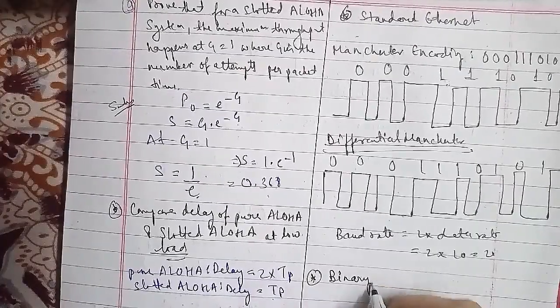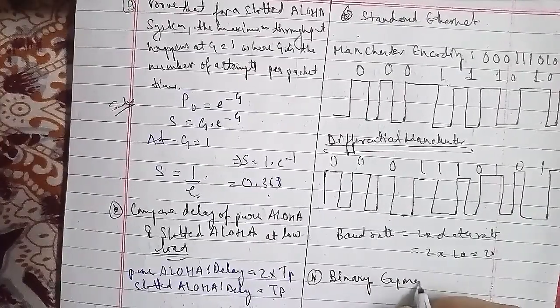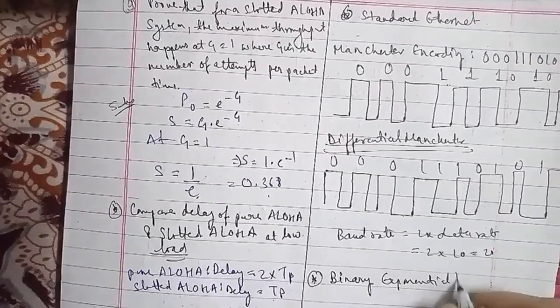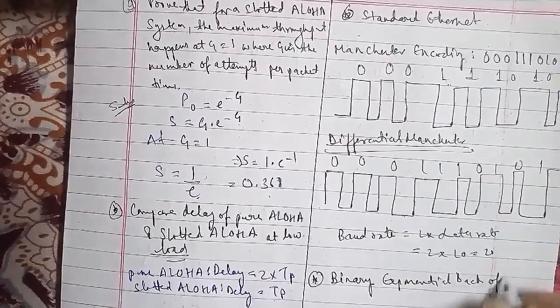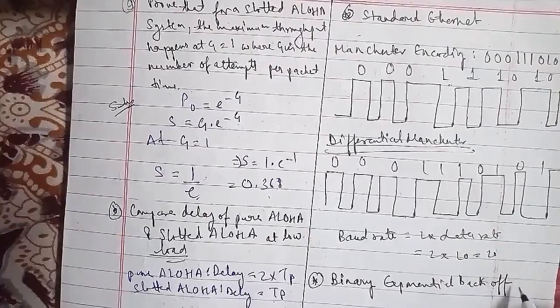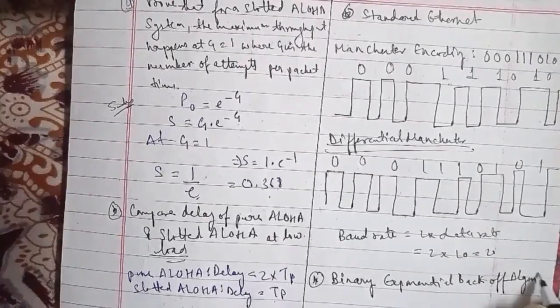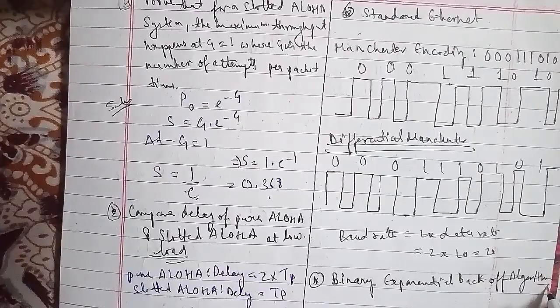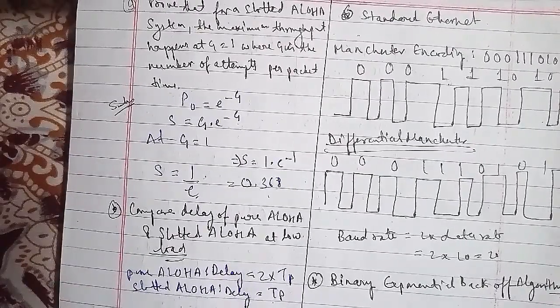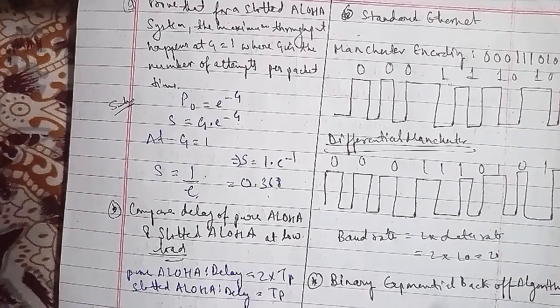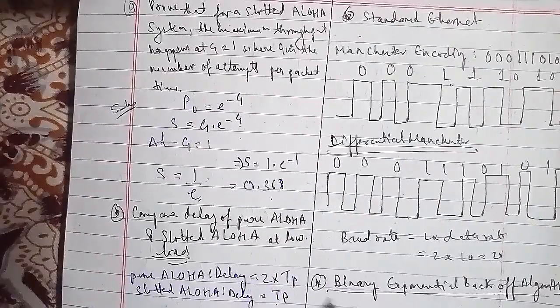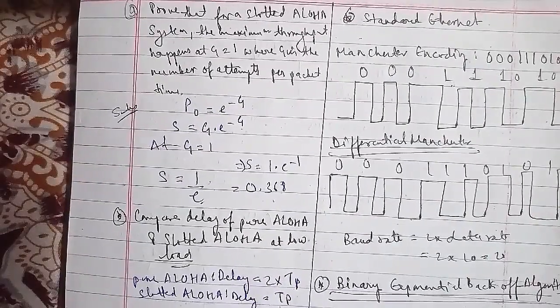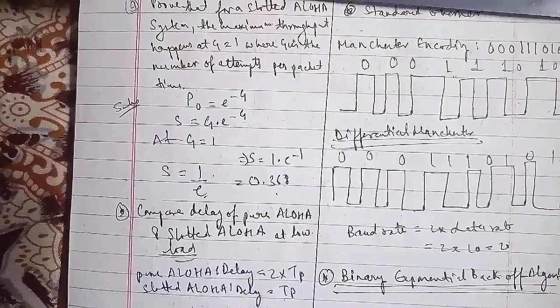After the third collision, the number of slots to wait is chosen at random from the interval 0 to 2 to the power 3 minus 1. Even after the ith or nth collision, a random number from 0 to 2 to the power n minus 1 is chosen, and that number of slots is skipped. This algorithm is called binary exponential backoff, and it was chosen to dynamically adapt to the number of stations trying to send.